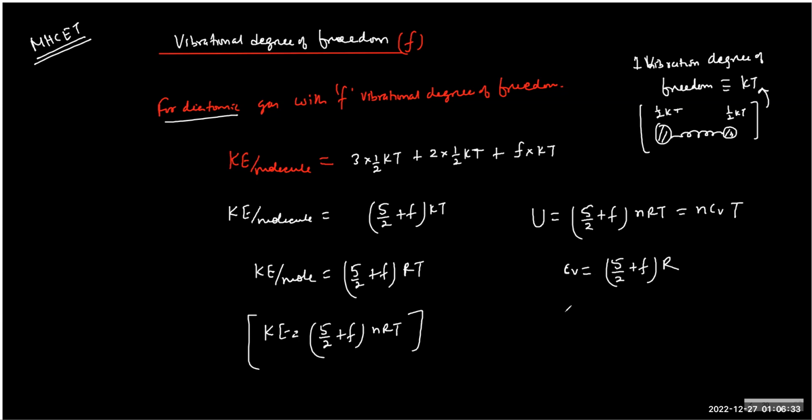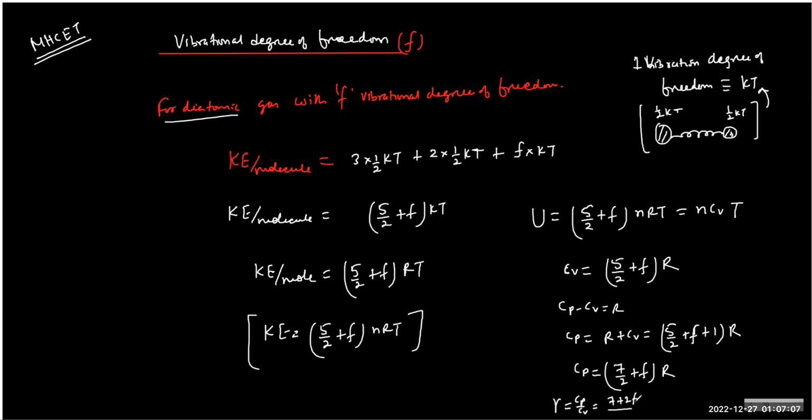Understood? And because Cp minus Cv is R, Cp will be how much? R plus Cv, which means (5/2 + F + 1) into R, correct? So the answer is (7/2 + F)R. Okay. So gamma is how much? Cp by Cv. The answer will be (7 + 2F) upon (5 + 2F). So this is the modified formula for gamma for diatomic.